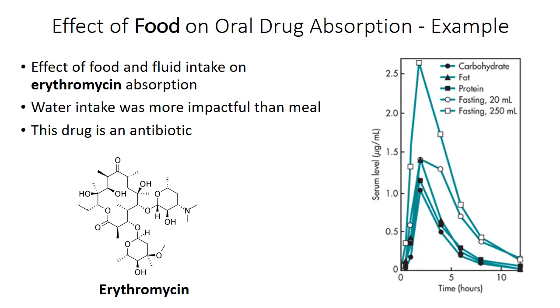Another example of food effects on drugs is erythromycin. Actually, erythromycin is mostly affected by water. Water intake has a very strong effect on erythromycin absorption. And of course, that's an antibiotic. If you look on the bottom here, these symbols are carbohydrate, protein, and fat. Changing what's in the diet didn't do much. But going from no food or fasting with 20 milliliters of water or fluid was very different from 250 milliliters of fluid. So the absorption is promoted very significantly by the amount of water you're taking with it.